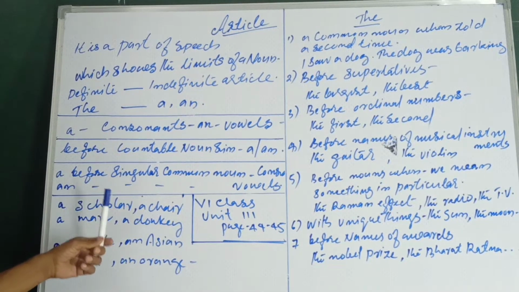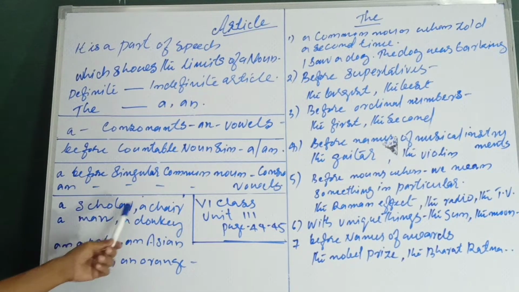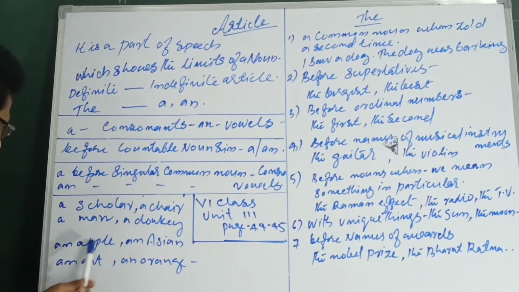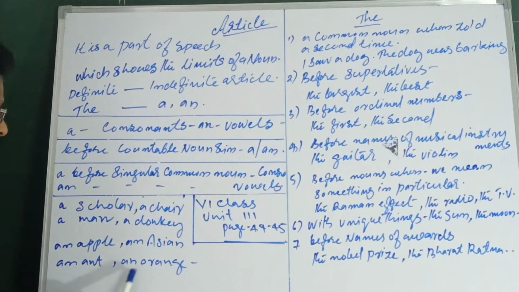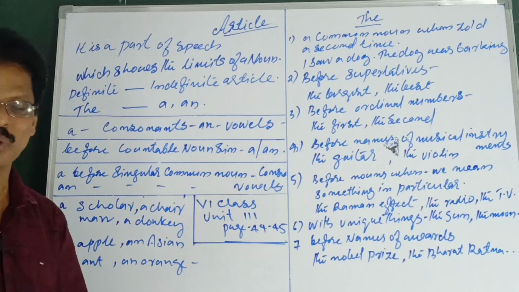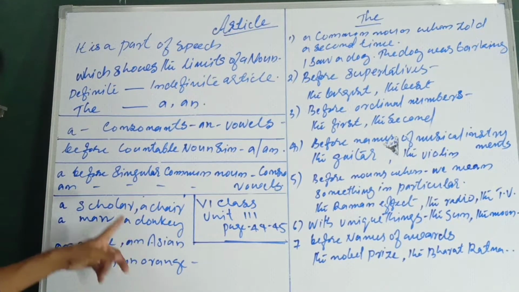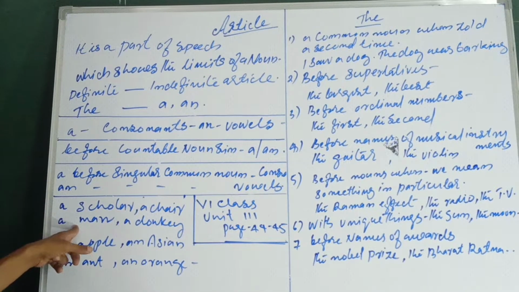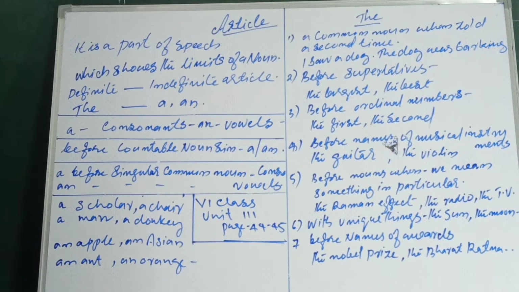If it is a consonant, it is a scholar, a chair, a man, a donkey. If it is a vowel, it is an apple, an Asian, an and, an orange. See, a and an are both the same. The only difference is that with a vowel you have to use an, with a consonant you have to use a. So, for a common noun singular, you have to use either a or an.